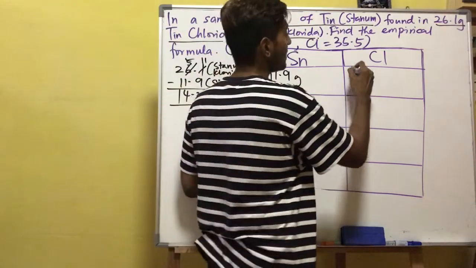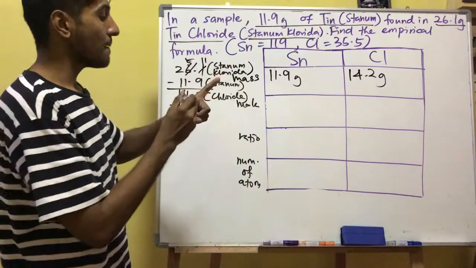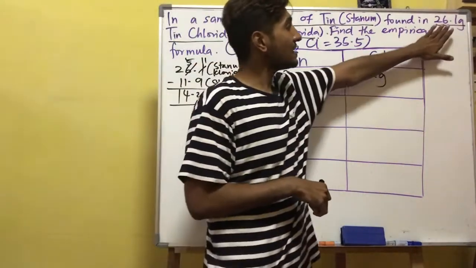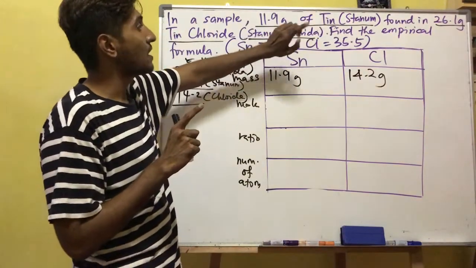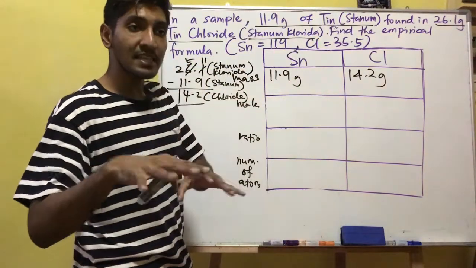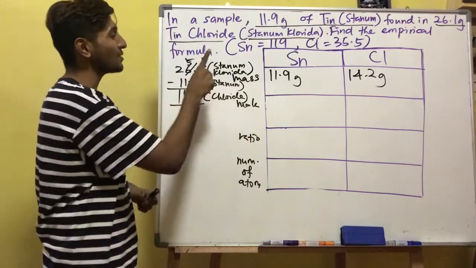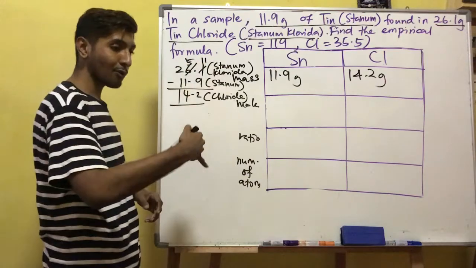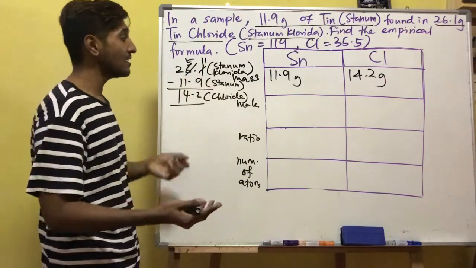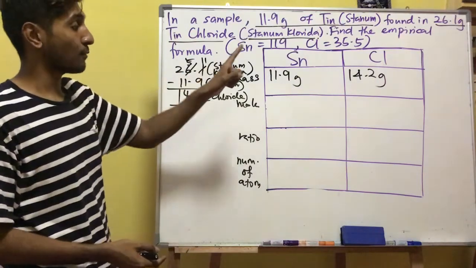So that is why we are going to put 14.2 gram here. Why? Because we assume that this is the mass of tin chloride. We minus it with this. So tin chloride minus tin, you get chloride, right? That is basically our equation. So tin chloride minus the tin, you get chloride. So stannum klorida, tolak stannumnya, tinggal kloridanya. So 26.1 minus 11.9, you get 14.2.